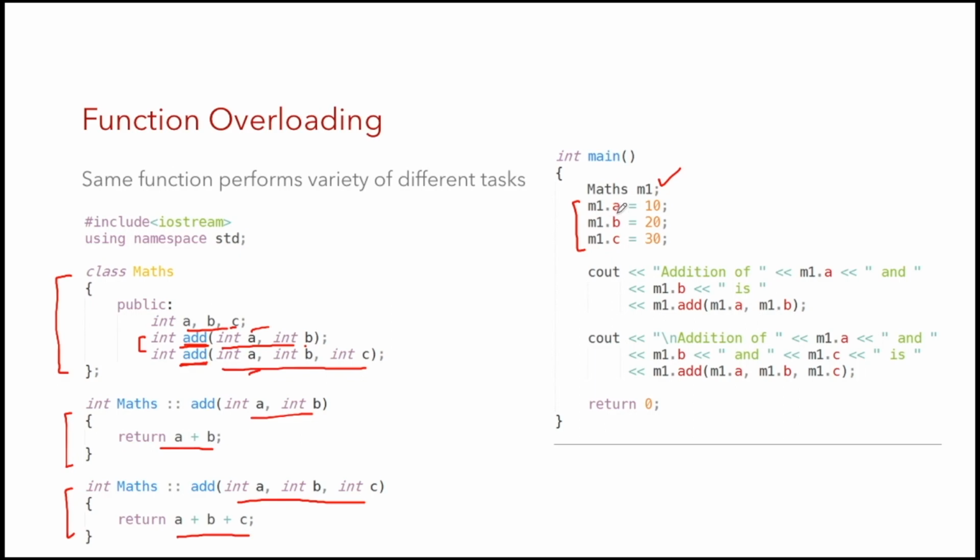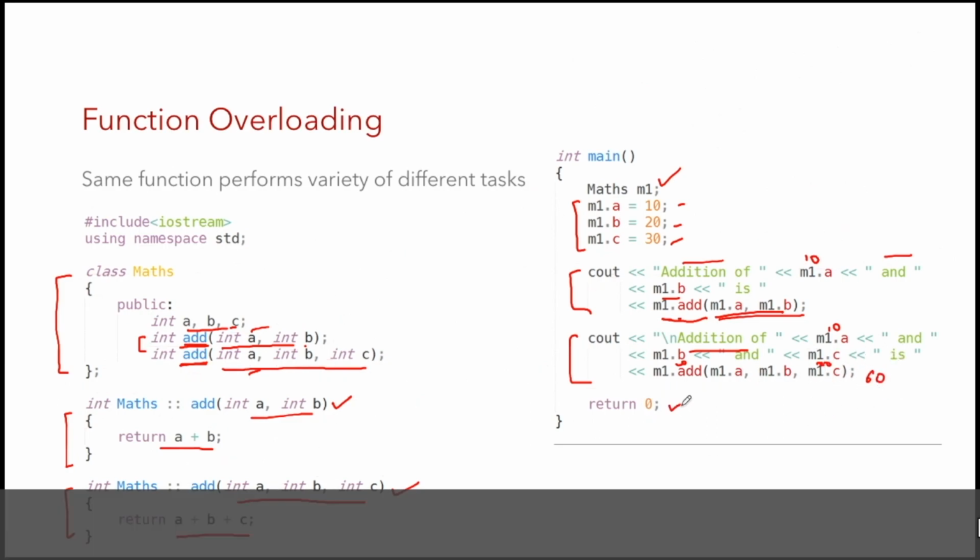Inside of the main function, I'm updating the values of variables a, b, c of object m1, which is created over here, with 10, 20 and 30 respectively. In the next statement, I'm making a call to function add. Here I'm passing two variables, so the call to this function will be made. This will return the addition of 10 and 20, which is 30. In the next statement, the call will be made to this function, and it is going to print the addition of 10, 20 and 30, which is 60. And your function will end over here.